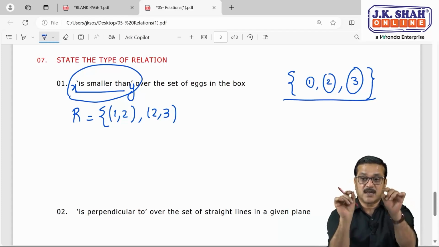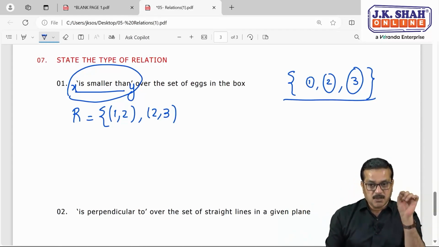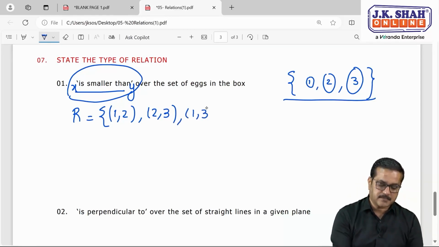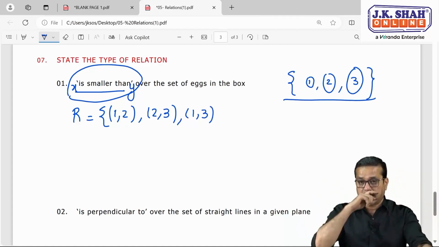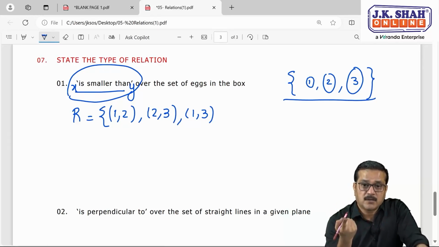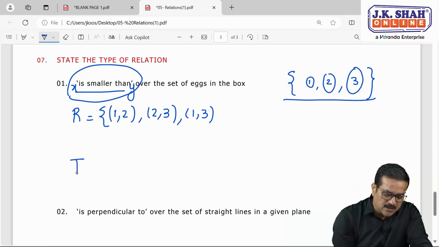Not the number, the size of the egg. That's why I wrote 2 and 3. 2 is not the numeric number; 2 is egg number 2. So can 1, 3 come? Yes, because 1 is a very small egg in front of 3. It satisfies my first condition, the condition of R: the first component's egg has to be smaller in size than the second component's egg. Oh my God. Sir, what happened? Transitivity is satisfied. See, 1 to 2 went, 2 to 3 went, 1, 3 is also inside. So let me write it: transitivity satisfied.